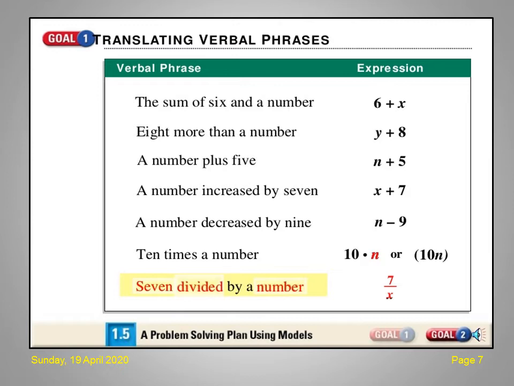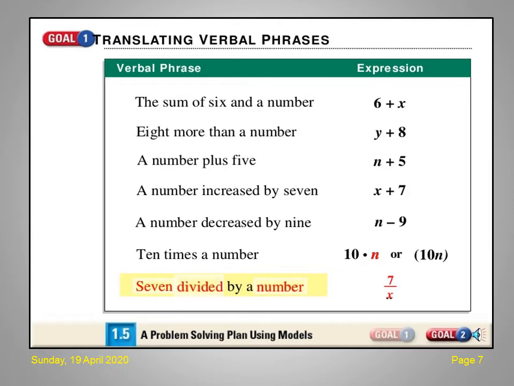10 times a number, that means 10 multiplied by n, or 10n. We don't write the multiplication sign while using algebra because the letter x and the sign for multiplication are very similar. So we don't write 10 into n. We write 10n, which means 10 times n.